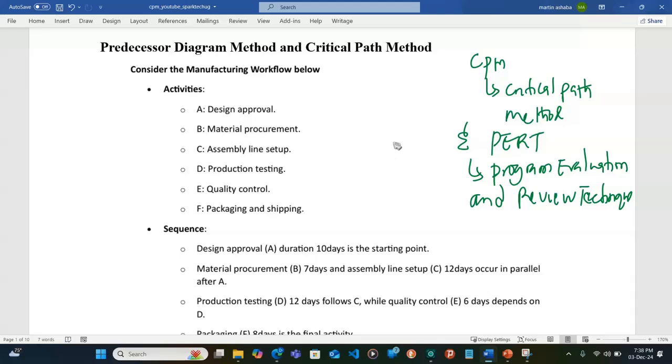So in this discussion, we're going to be looking at the predecessor diagram method and the critical path method. The predecessor method is actually what we call the activity on node, and the critical path method, we are calling it the activity on arrow. So for that matter, let's look at this guiding question and we'll go through it.